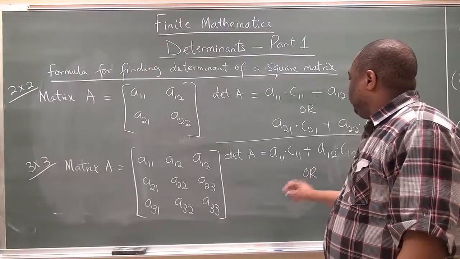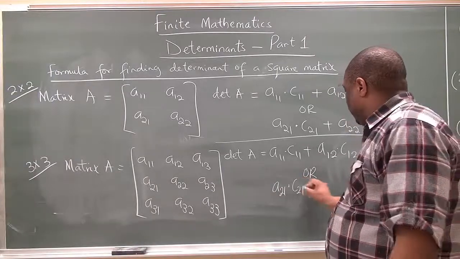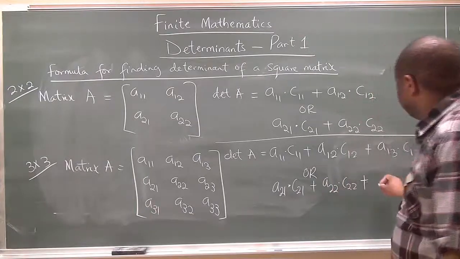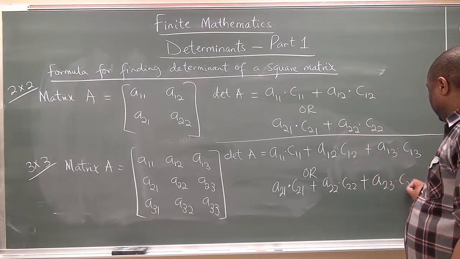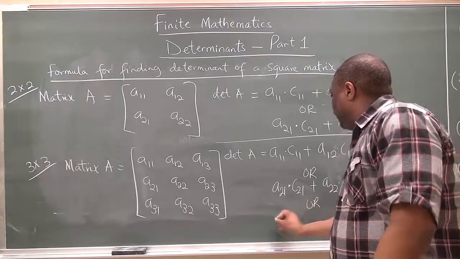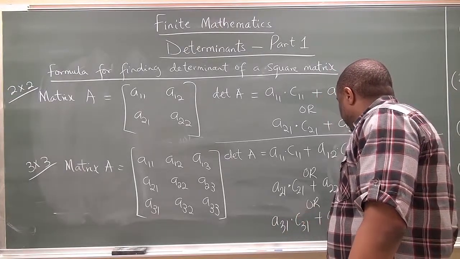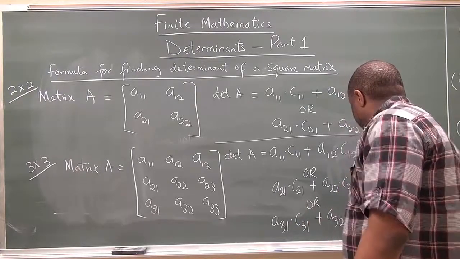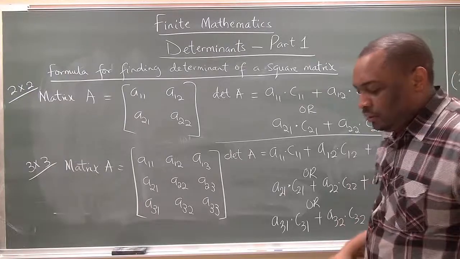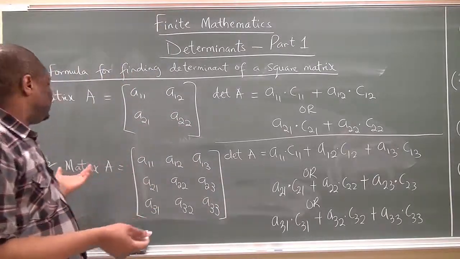Or, if you're using the second row, it will be A21 times C21 plus A22 times C22 plus A23 times C23. Or it could be A31 times C31 plus A32 times C32 plus A33 times C33. So the same thing applies if you have a 4 by 4 square matrix.